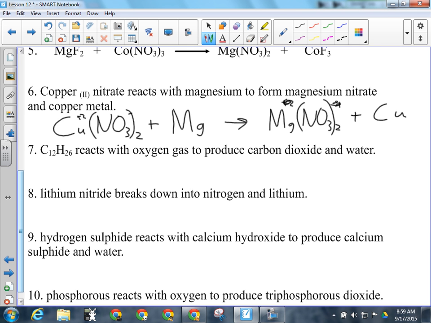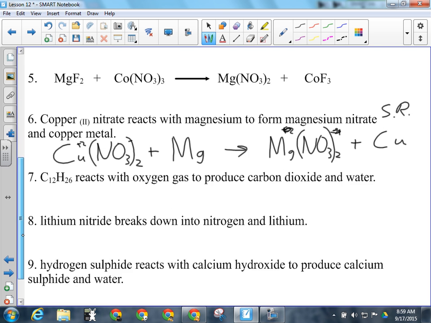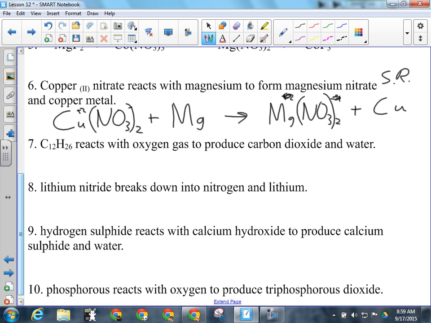Now it's time to identify the reaction type. So what kind of reaction am I looking at here? Single replacement. Incidentally, because I forgot to do it on number 2, that was also a single replacement reaction. So we have a single replacement reaction. Now we need to balance. Done.